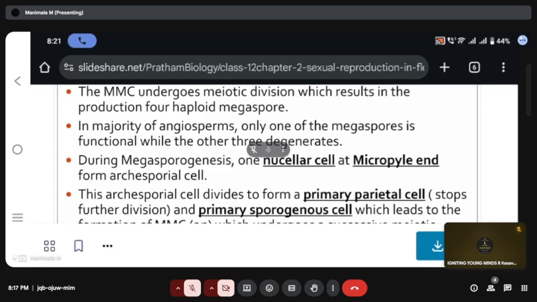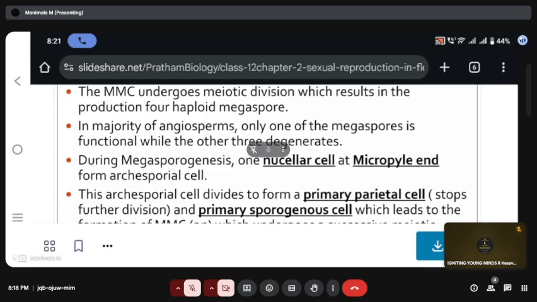Okay? Yes, ma'am. Yes, you got it. Okay, so here, how are the nucleus arranged? Eight nucleate stage. So three cells are present where? Ma'am, at micropylar end, at antipodal end, and center. Micropylar end three, antipodal end three, center polar nucleus.